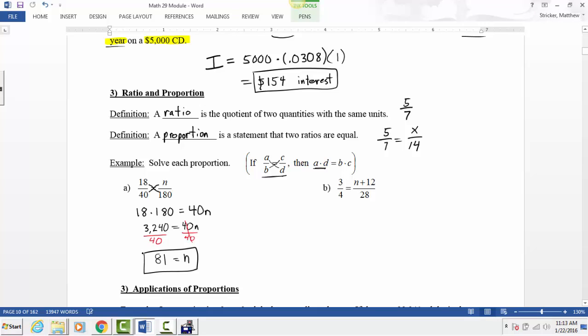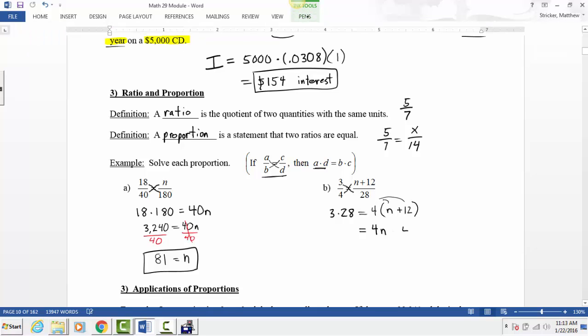That's one. Let's do one more. Again, we're going to cross multiply, so we take 3 times 28. This one's a little bit more difficult, not a lot. It's difficult because when we do the second part, 4 times n plus 12, you have to put n plus 12 in parentheses because the 4 gets multiplied by the whole thing, which means we're going to have to distribute on the right side. So 4 times n is 4n, and 4 times 12 is 48.